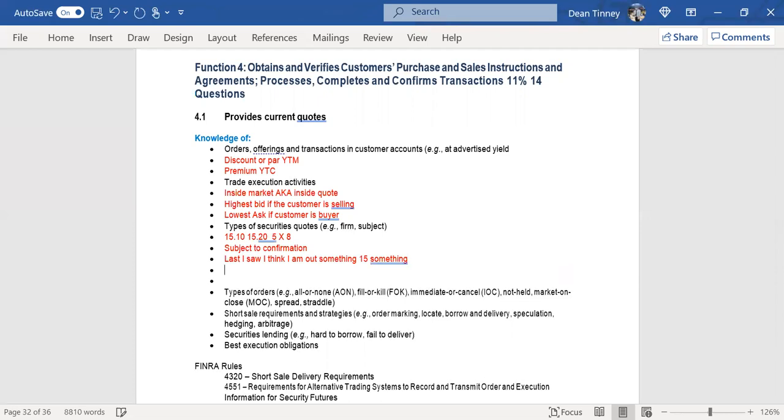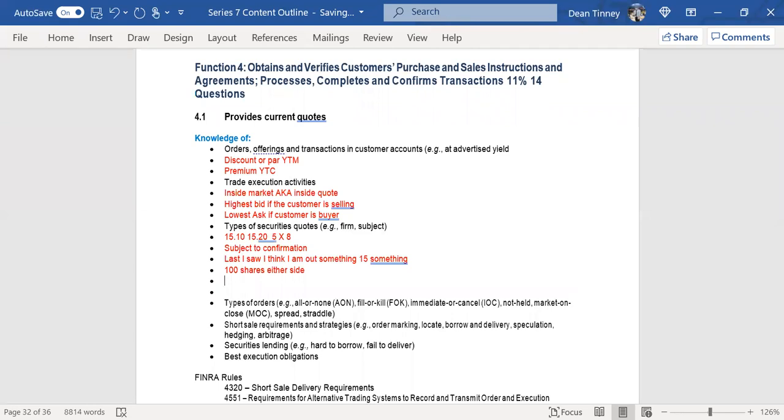Now, remember the minimum obligation I have in a quote: if I don't give you size, if I just say 1510, 1520, my minimum obligation is 100 shares either side. And if I don't honor that 100 shares, or whatever I'm displaying, that's a prohibited practice, very testable, known as backing away.